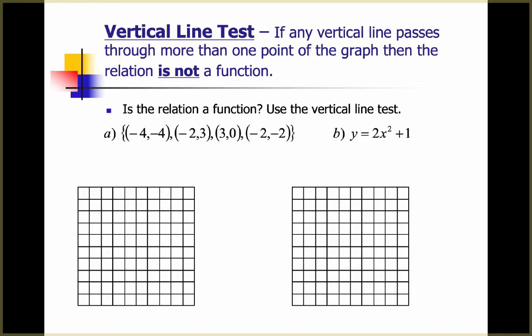So let's look at this set of ordered pairs. We'll graph them and see if they pass the vertical line test. Let me first put in my axes. That's my y-axis. This is my x-axis.